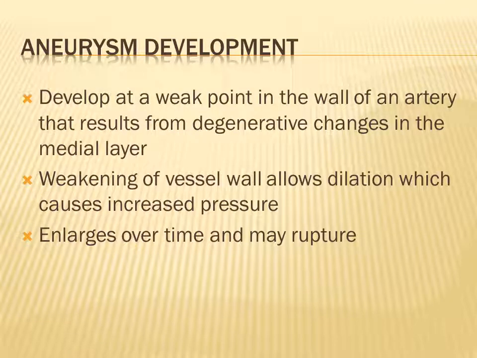So what happens when an aneurysm deforms? We have that weak point in the wall that results in degenerative changes in the layers of the wall vessel, which allows pressure to increase. Over time, this pressure gets larger and larger and increases to the point where it can actually rupture.